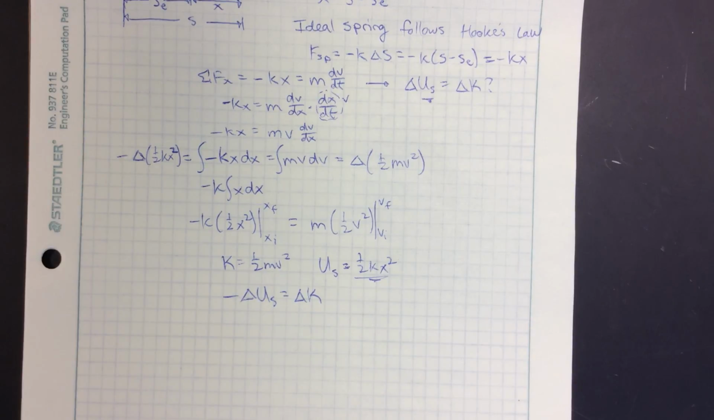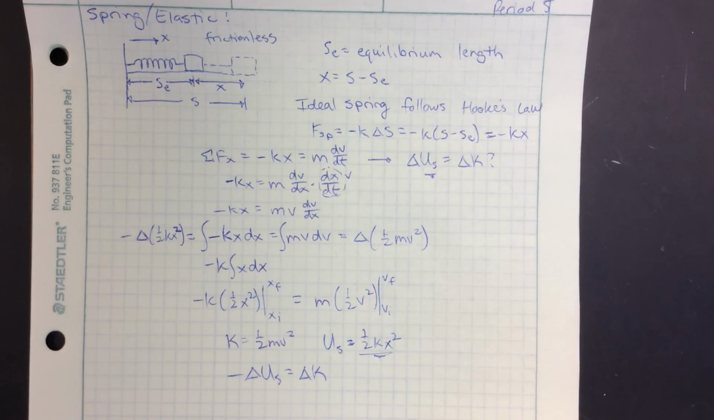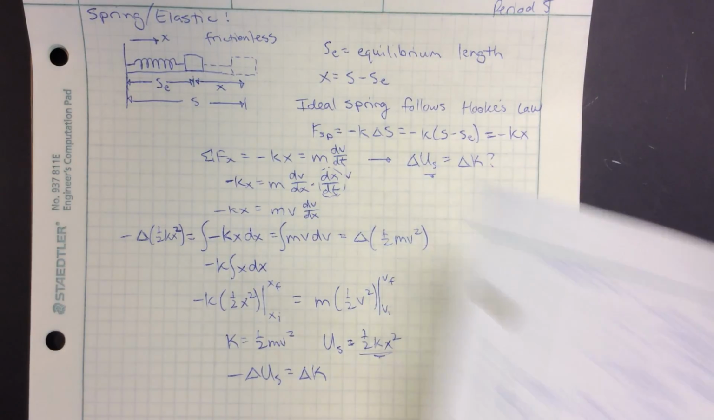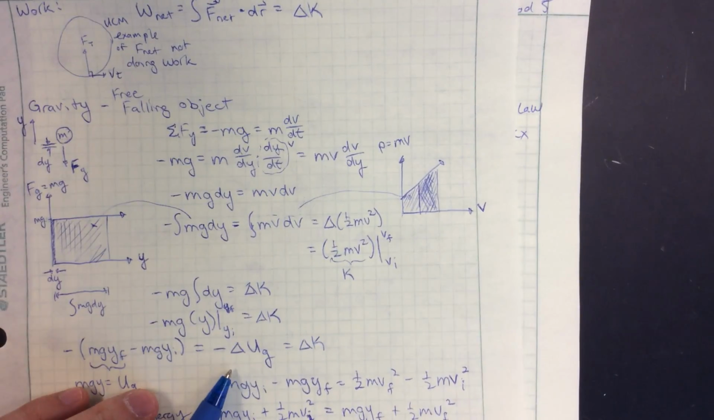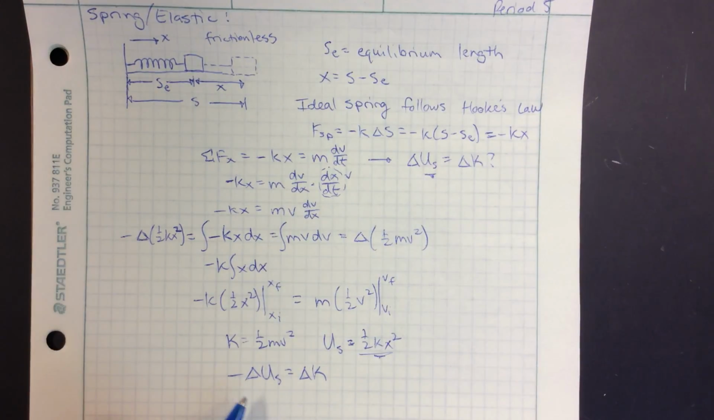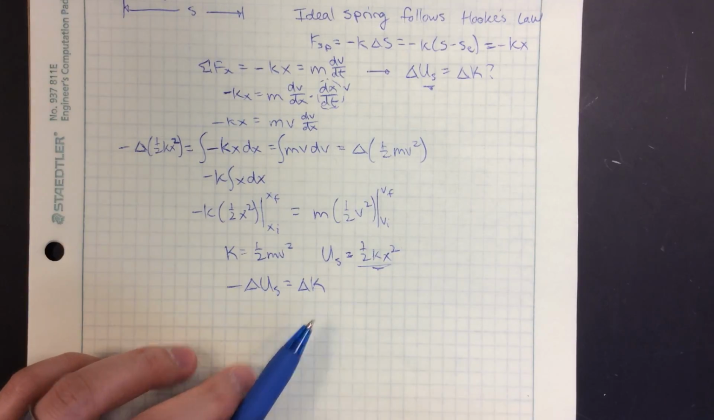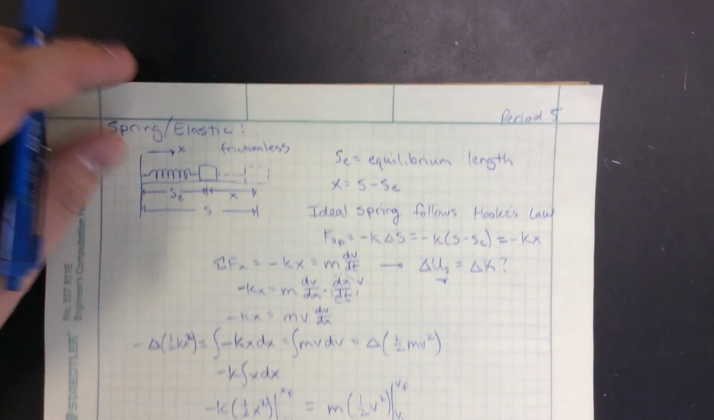Okay, so just like the other one, you'll see that your negative change in gravitational potential energy leads to a change in kinetic energy. In the same way, a negative change in your spring potential energy leads to a change in kinetic energy. So let's look at why that is.